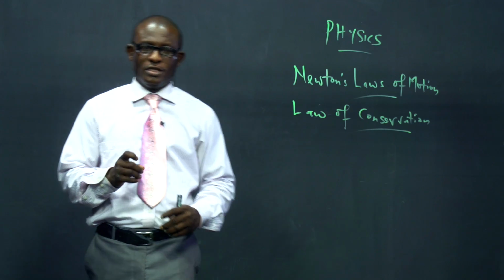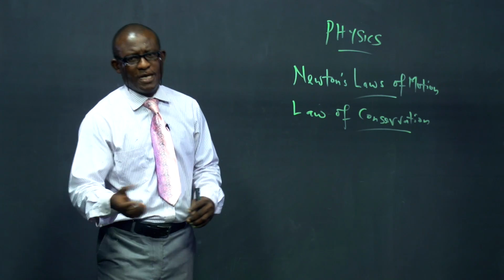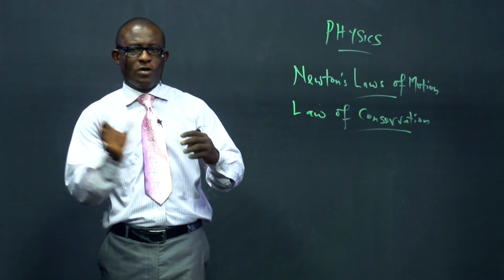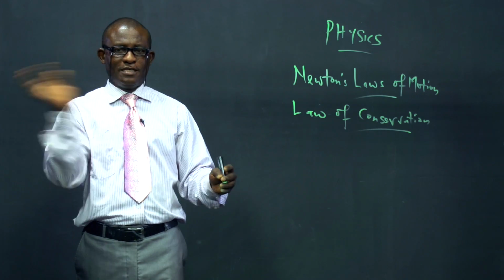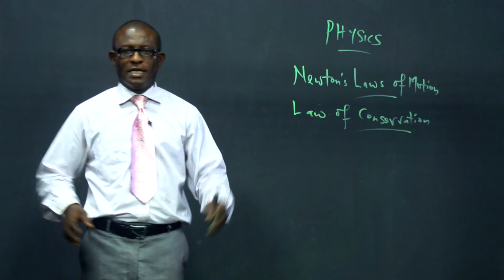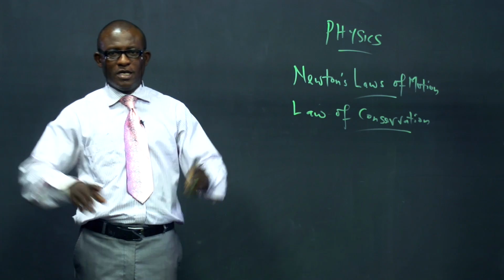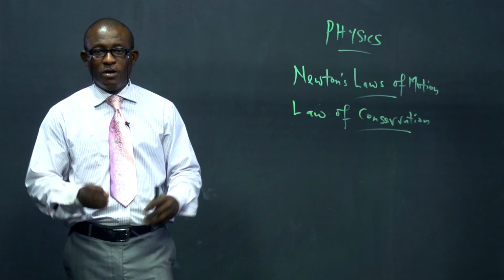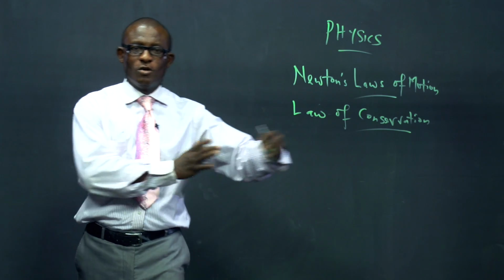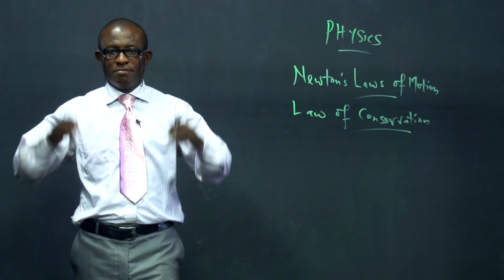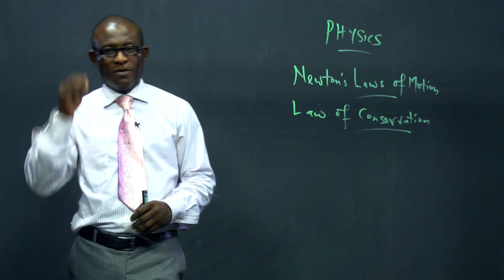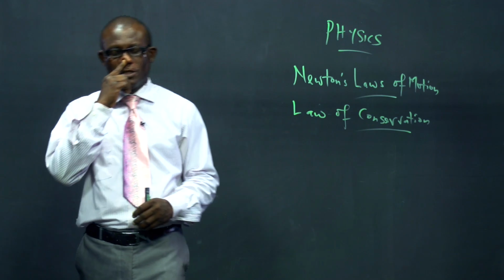What do you mean by a closed system? What do you mean by an isolated system? A system whereby there is no other force acting, no external force can act. That's an isolated system, a closed system. So the momentum before collision must be equal to the momentum after the collision. So that is the law of conservation of momentum.